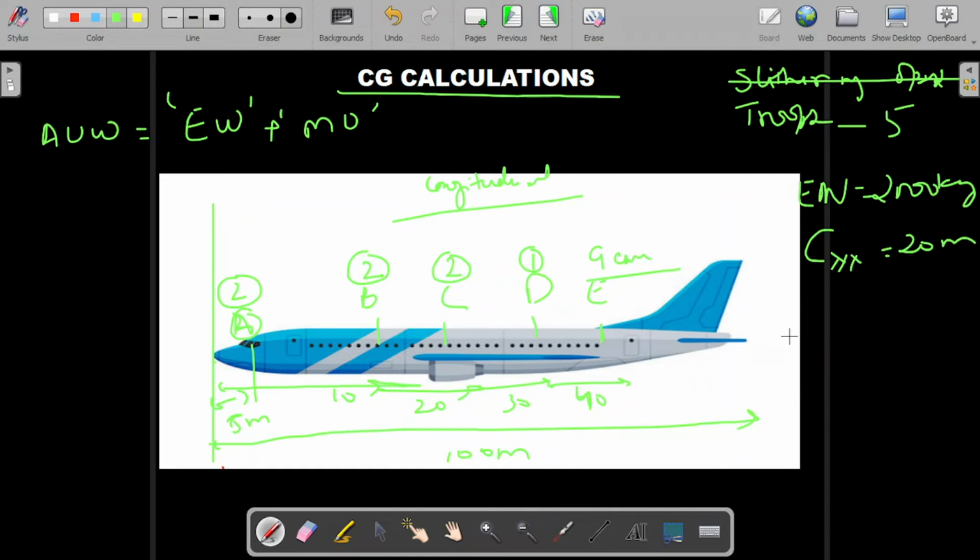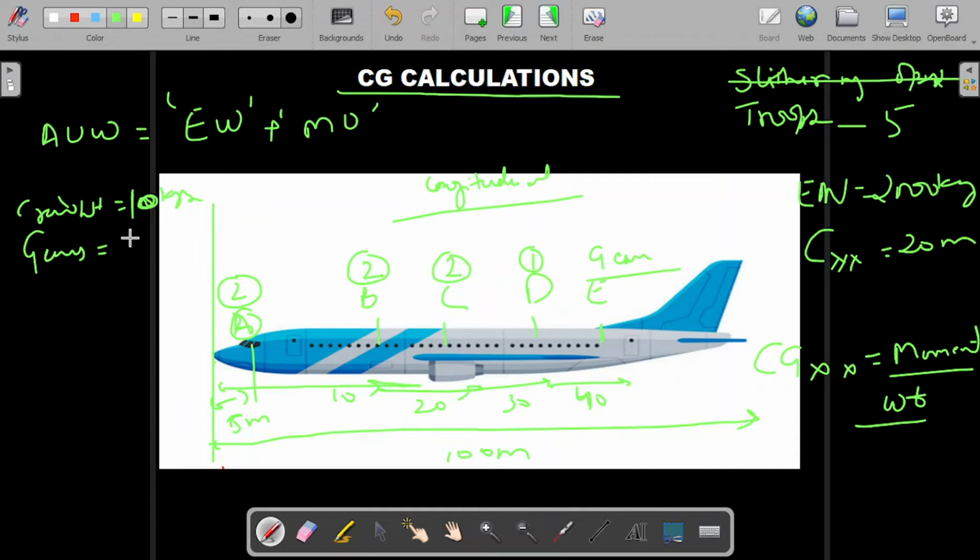So if we have to do the calculation, CG in the xx direction is the moment of all the weights from the reference point divided by the total weight. So I'll just take the crew weight as 100 kgs each, and 10 kgs each for the troops, just for reference, and gear is 5 kgs. This is all not to scale, not to measure, just an example.